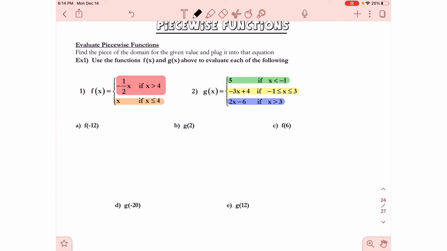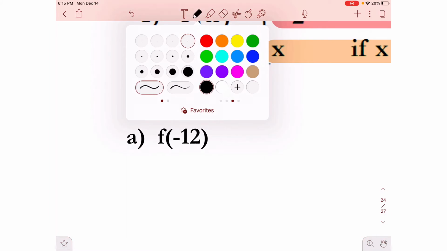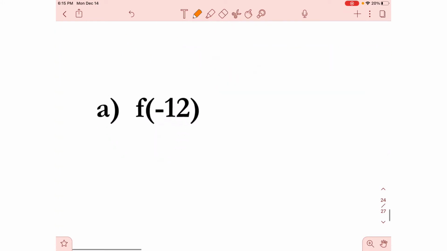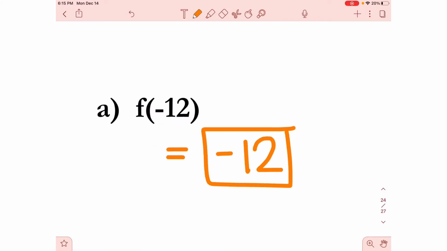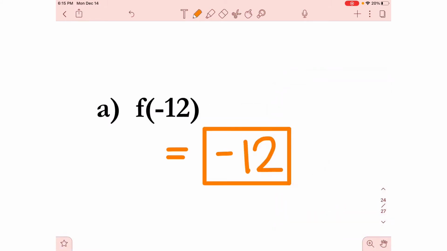So anything that's f of is going to go with this function. Anything that's g of is going to go with this function. First one is f of negative 12, excuse me. So I have to decide, am I going to plug into the red part or the orange part? I am going to plug into the orange because negative 12 is less than 4. So it falls into that category. So I'm going to plug into this equation, which is just x. So if I plug in negative 12 for x, my answer is going to be negative 12. All right, so that is how this goes.